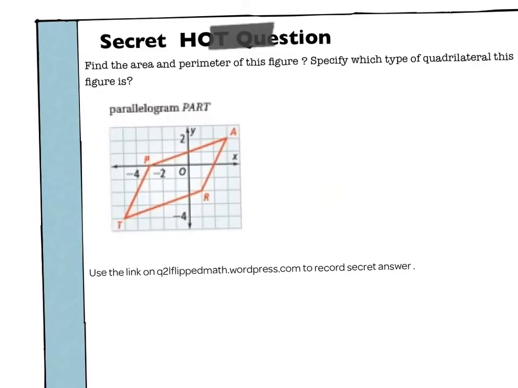I realized that the video today was massively long. This is the secret hot question for today. Lots of practicing with coordinates today, but really, really good. It says, find the area and the perimeter of this figure. Specify which type of quadrilateral this figure is. Good luck.